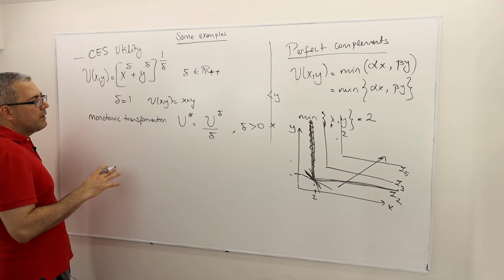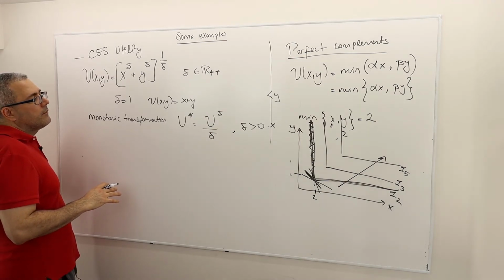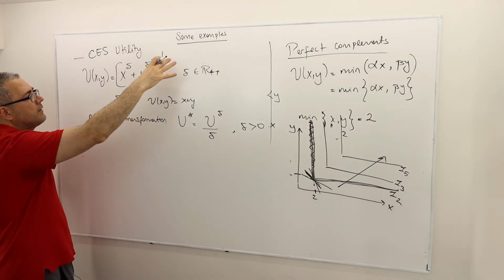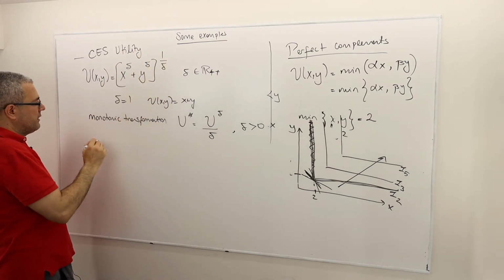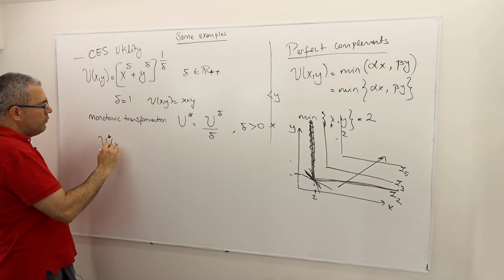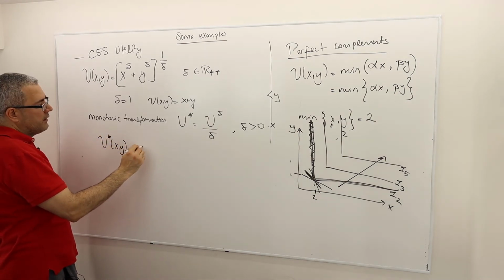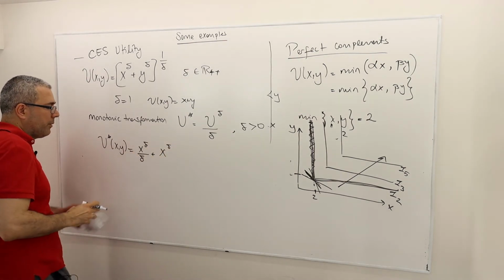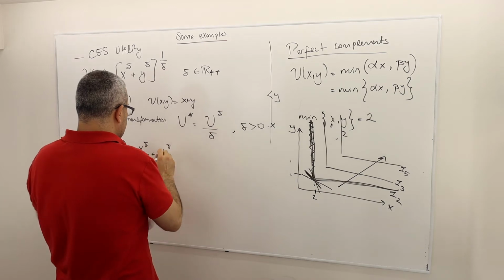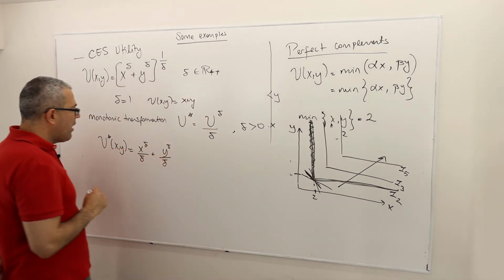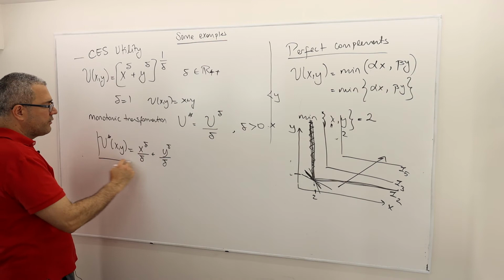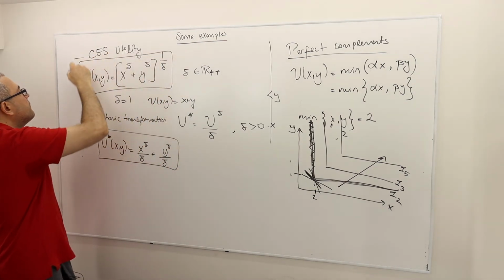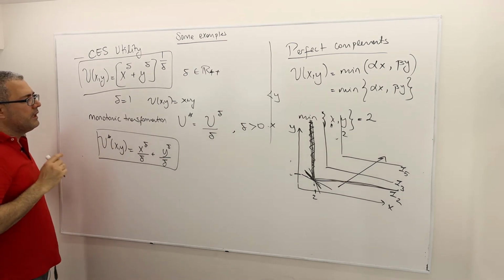All right? So here, this is an increasing function of u. I just multiply by delta, and then divide by delta. So my new utility function is basically x to the power delta divided by delta plus y to the power delta divided by delta. Well, why do I want to do a transformation like this? Well, simple, because here is the reason.